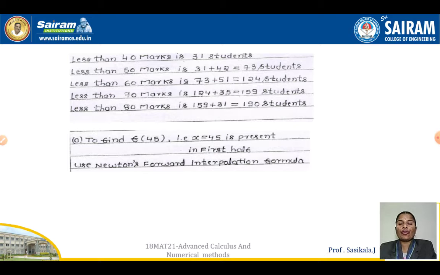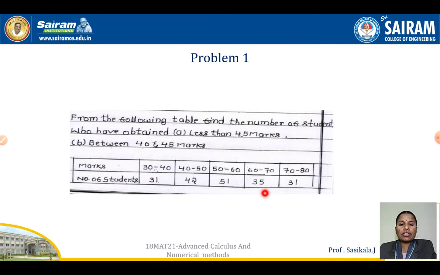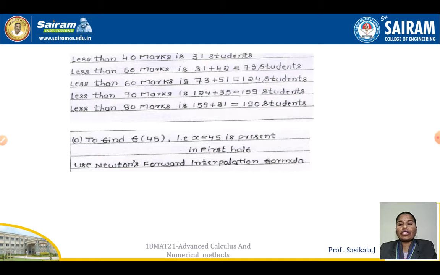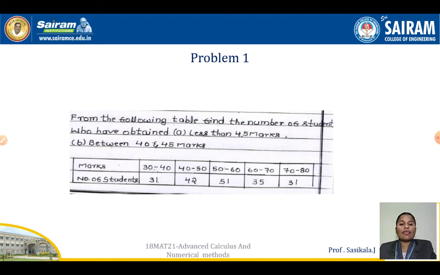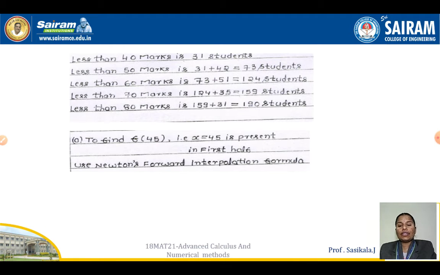You will get 124. Similarly, less than 70 marks: 124 plus the 60 to 70 count, which is 35. You will get 159. And then less than 80 marks is 159 plus 31, so you will get 190 students. Now we have made our x values: 40, 50, 60, 70, 80. The corresponding y values are 31, 73, 124, 159, and 190 students. Got it? Now go to the first question.